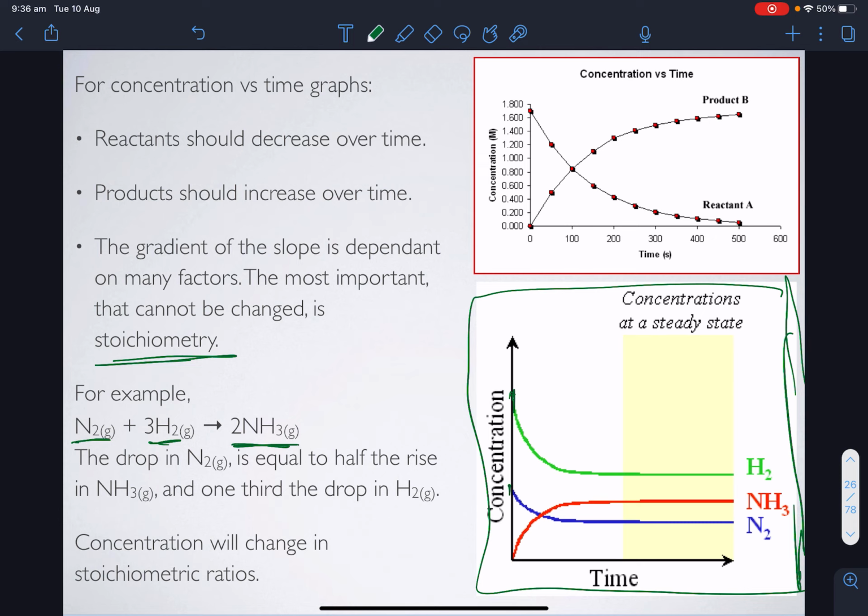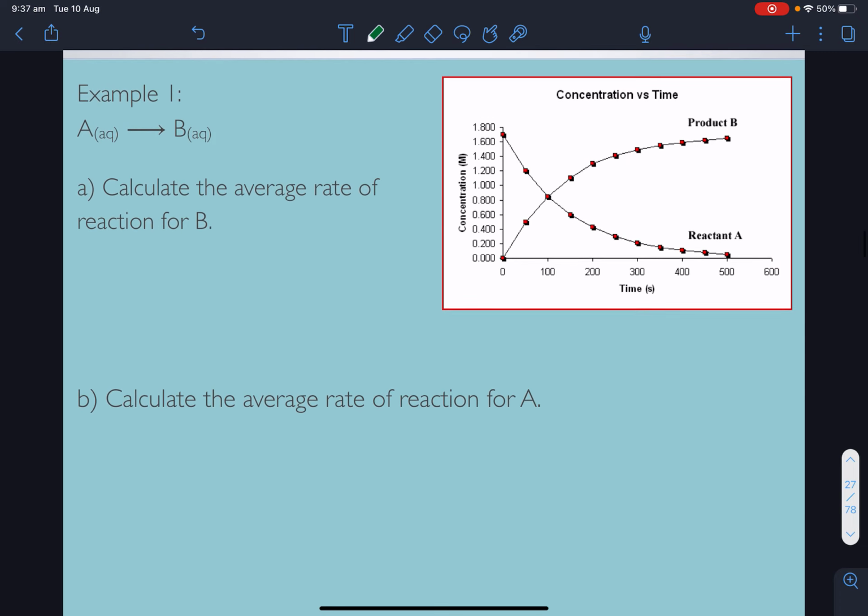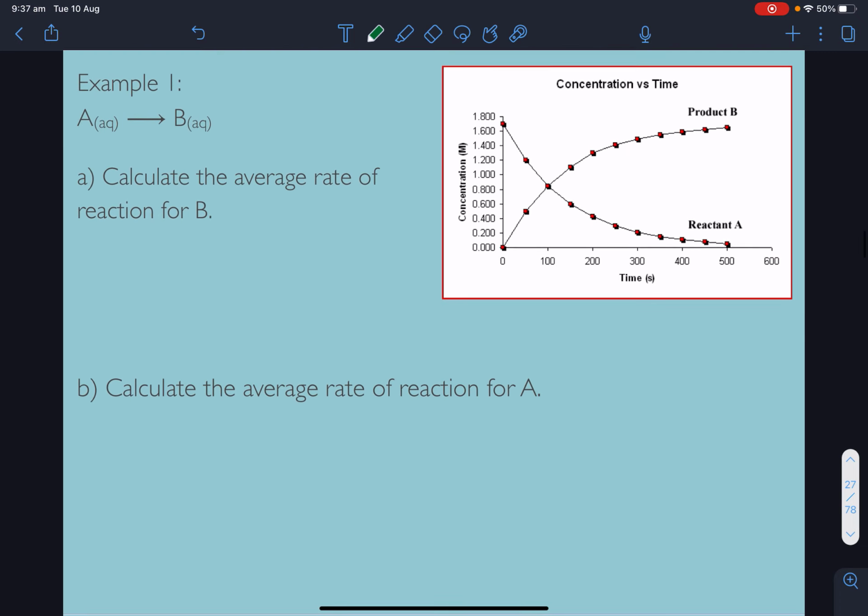So the concentration will change in set stoichiometric ratios, okay? So think about the shapes of those curves and the stoichiometry. That will never change, but we can change the overall steepness of the curves by reaction conditions, okay? But let's do some examples to finish this little bit off.